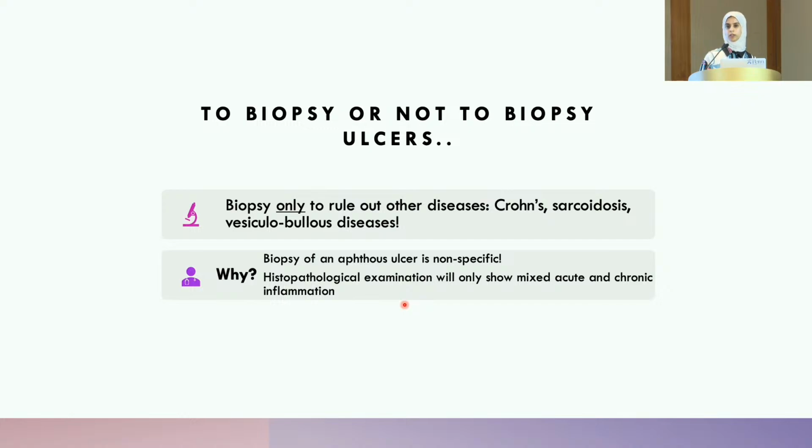When do we biopsy ulcers and when do we not biopsy ulcers? Generally speaking, for recurrent aphthous ulcers, we don't really biopsy them unless we want to exclude other disorders like, for example, Crohn's, sarcoidosis, or vesiculobullous disease. Why is that? It's because anytime we biopsy an aphthous ulcer, the results will be non-specific. Histopathology will just show us a mixture of acute and chronic inflammation. So basically, if we have an ulcer and we send it to the lab, they will give you a report saying the patient has an ulcer. They won't really tell you the patient has recurrent aphthous stomatitis or the patient has Behçet's disease.